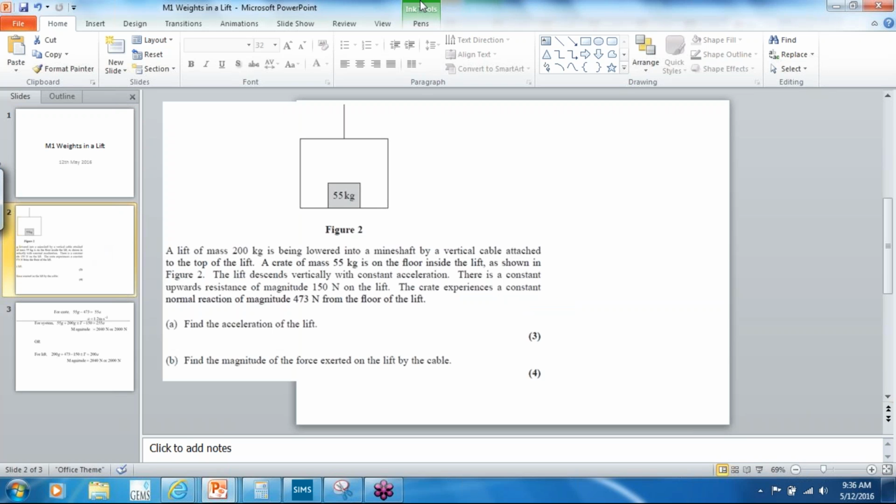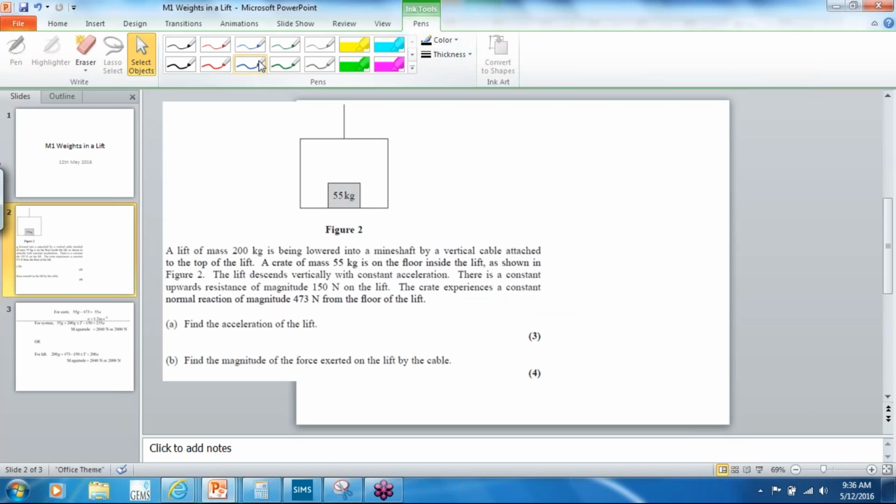We've got a lift of mass 200 kilograms being lowered into a mine shaft by a vertical cable attached to the top of the lift. The crate of mass 55 kilograms is on the floor inside the lift, as shown in figure 2. The lift descends vertically with constant acceleration. So we're coming down with some sort of acceleration.